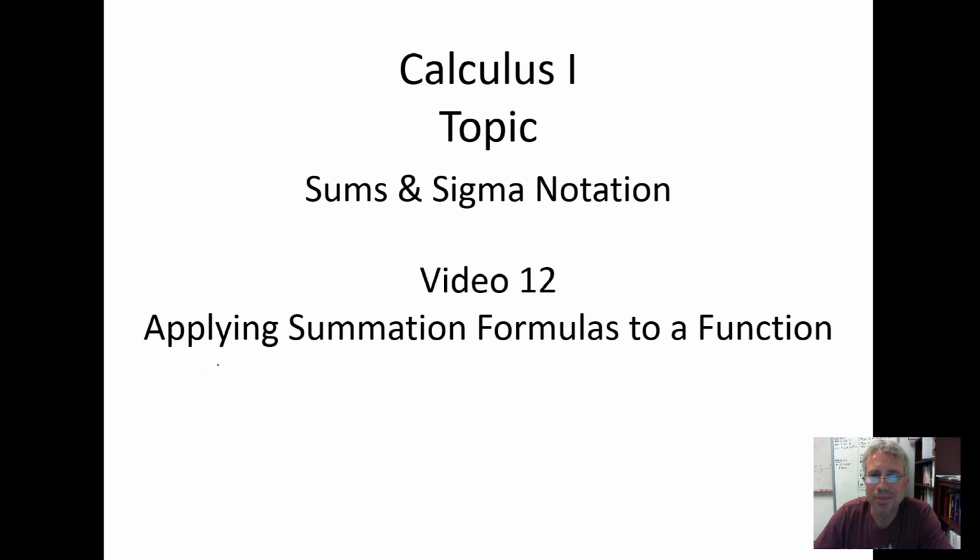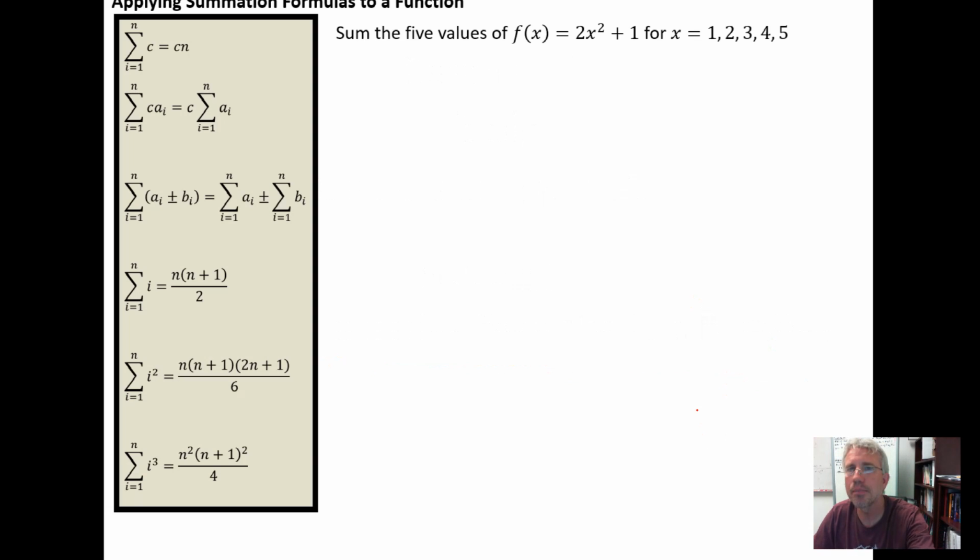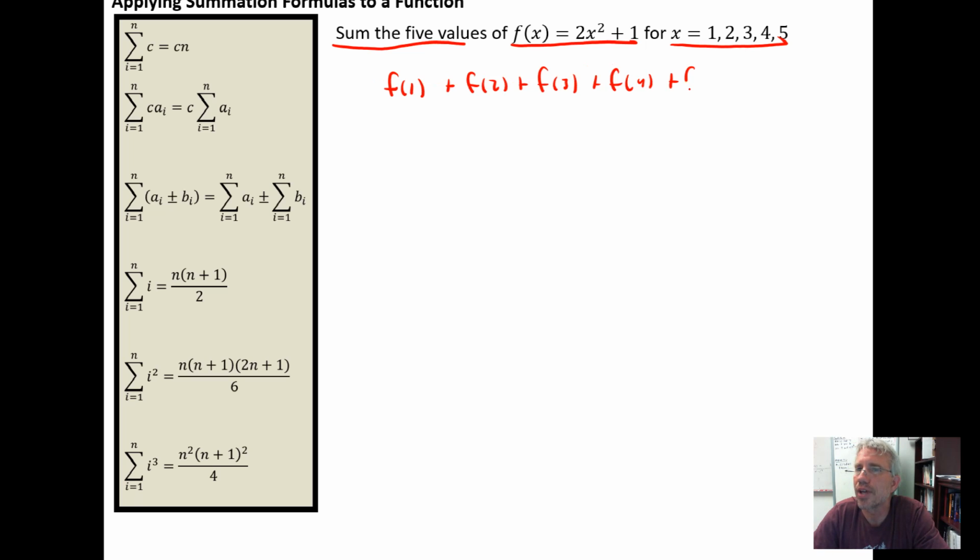So in this video, we're going to apply summation formulas when we have a function to which we're applying them. It says sum the 5 values of f of x equals 2x squared plus 1 for x equals 1, 2, 3, 4, and 5. So really what we're doing is f of 1 plus f of 2 plus f of 3 plus f of 4 plus f of 5, plugging the 1, the 2, the 3, the 4, the 5 into the function, crunching the number, and then adding it all up.